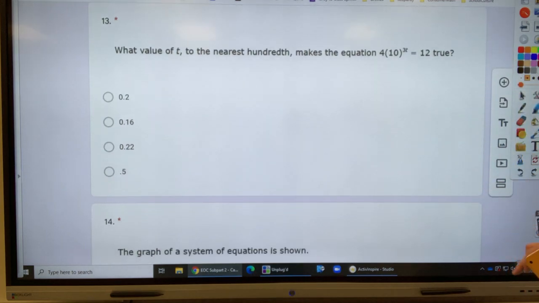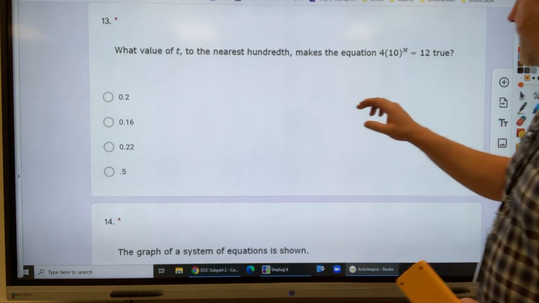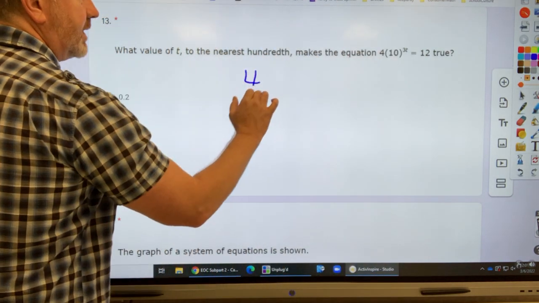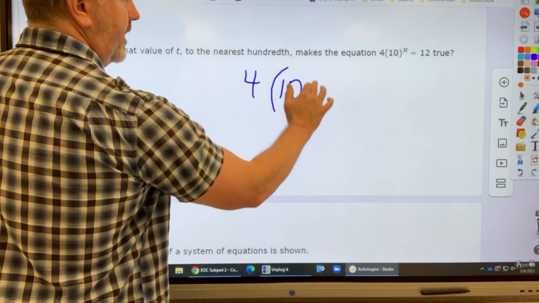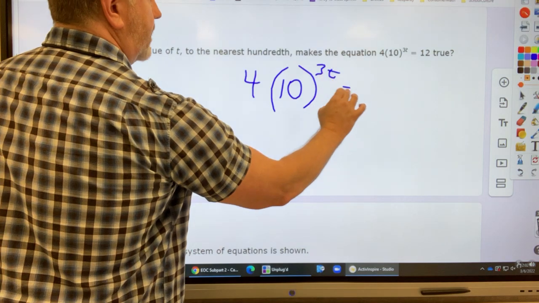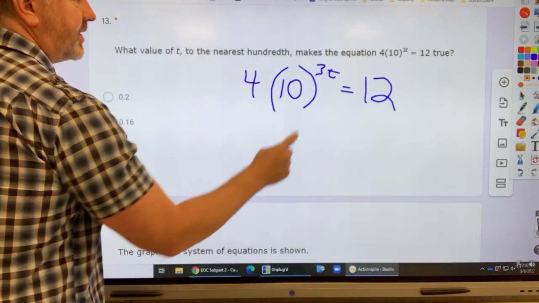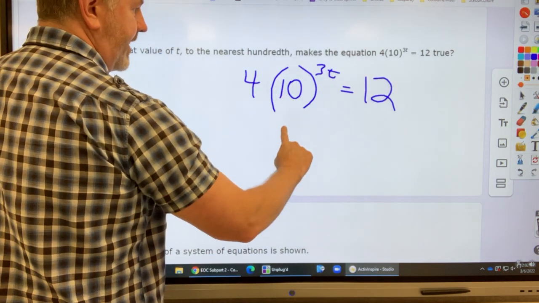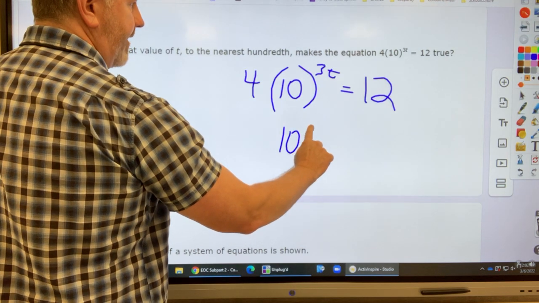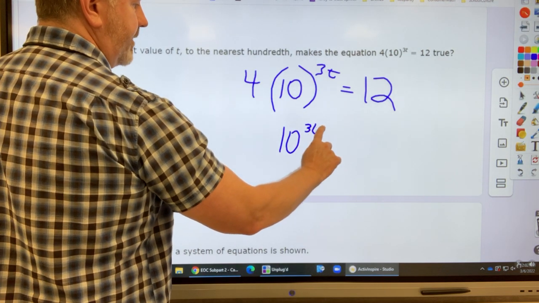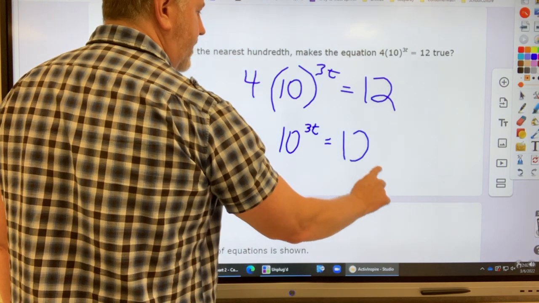What value of t makes the equation true? All right, I looked at this earlier, but I didn't solve it, so let's see how bad it is. Equals 12. We're solving for t, so let's get this expression by itself. We're going to divide both sides by 4. Get rid of that 4. 10 to the 3t now equals 12.